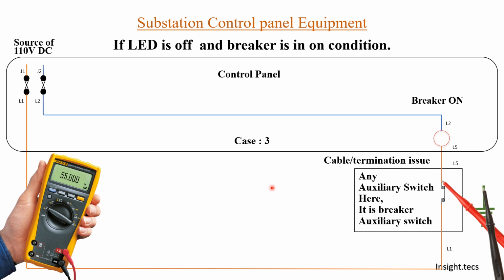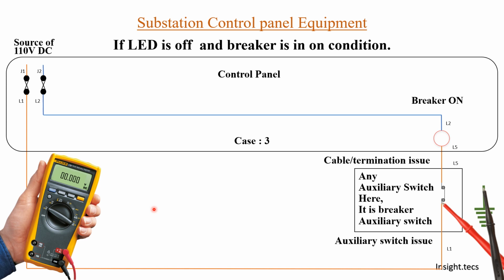Right, now suppose you are not getting 55 volts over here. Say you are getting 0 volts over here. So what you will do, you will now measure on the other end of the auxiliary switch in the breaker. You have 55 volts on the other end, but you are not getting 55 volts over here. So what can be the issue? Okay, there is an issue with the auxiliary switch. Now let us move on further.